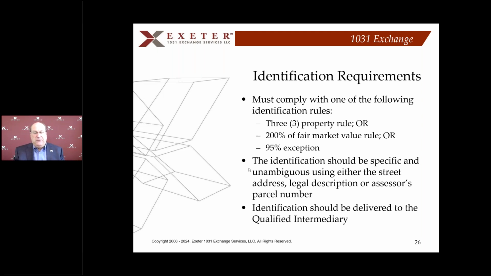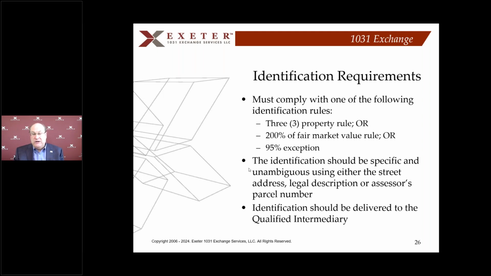So let's say you sell a property for $5 million, 200% of that is $10 million. You could identify as many properties as you want up to $10 million in total value. It doesn't mean you're going to buy 10 million. It means you're identifying more properties to look at, to choose from. All you have to reinvest is that 5 million.